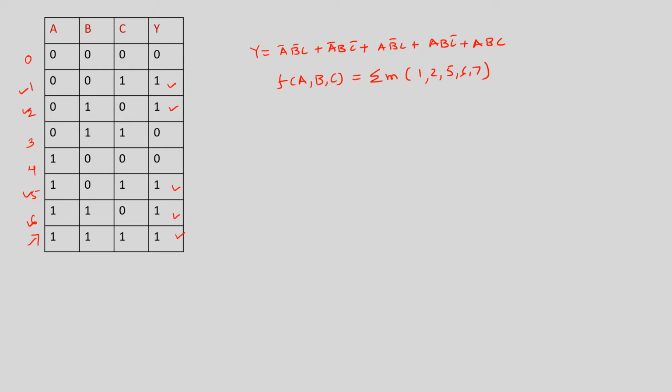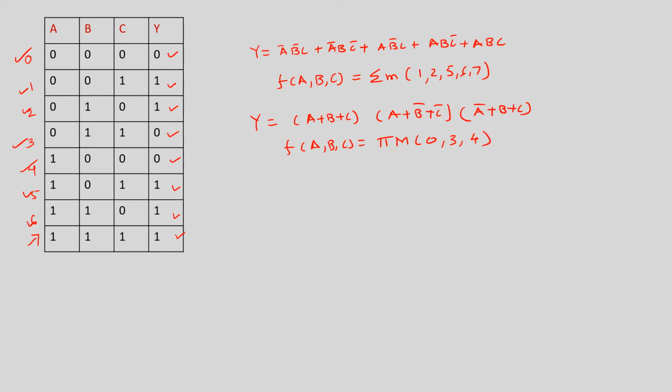Let us write down the POS representation. So y is equal to, we will see now the output column for zeros. So I will write A plus B plus C in the first bracket. Second bracket would be A plus B bar plus C bar, and third bracket for 0 would be A bar plus B plus C, and in the form of max terms it would be summation of max term and decimal equivalent for that 0, 3 and 4.